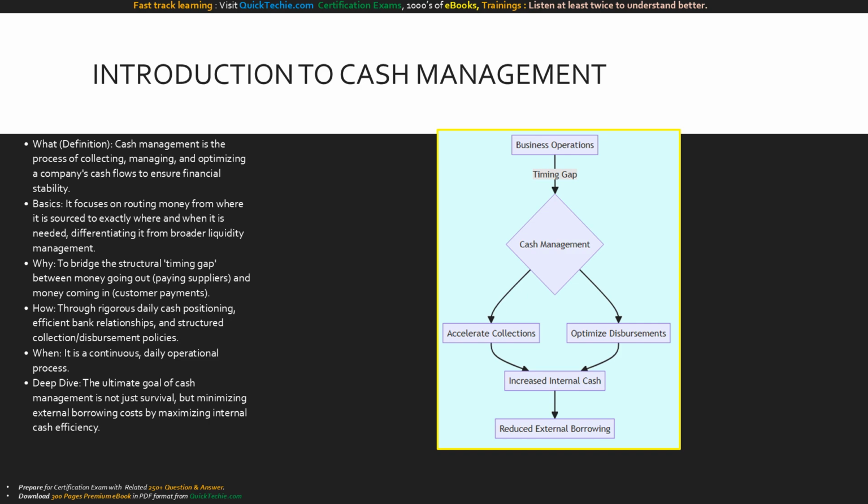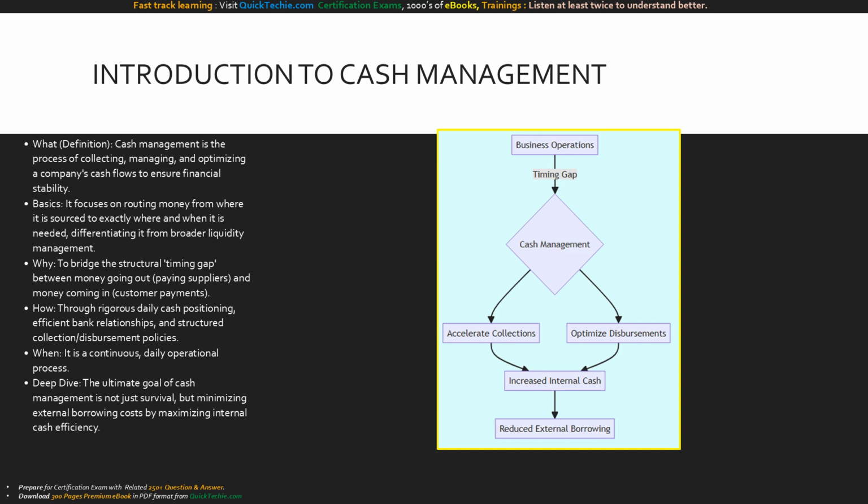Why is this critical? Every business faces an inherent timing gap. You often have to pay your suppliers for raw materials long before your end customers actually pay you for the finished goods. If you fail to manage this gap, even a highly profitable company can go bankrupt simply because it ran out of liquid cash to meet daily obligations.